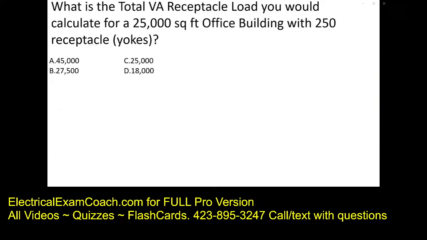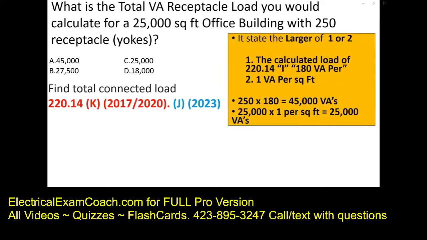What is the total VA receptacle load you would calculate for a 25,000 square foot office building with 250 receptacles? First, we're going to find our total connected load. To do that, we're going to head to 220.14(K) if we're in the 2017 or 2020, and we're going to head to 220.14(J) if we're in the 2023. Same information, different name. Both of them state that we must select the larger of one or two. So we're going to do two different calculations and select the larger of the two.